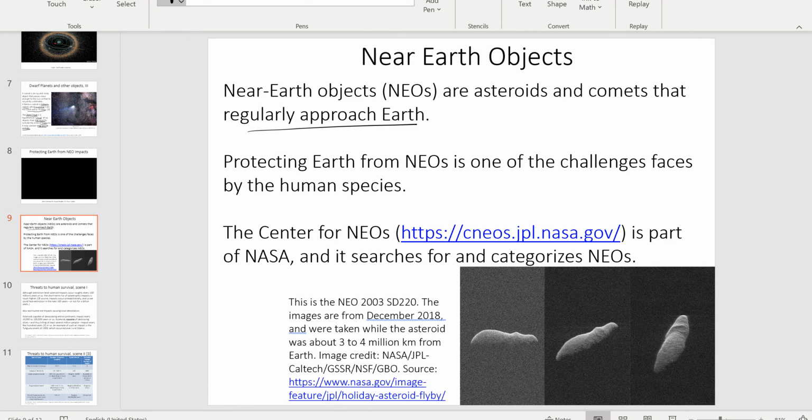There's a center for NEOs at NASA, and the goal of the center is to search and categorize NEOs so that we can determine any threats that are out there, any asteroids that might hit Earth in the future. This is one particular NEO here, this picture. This is an asteroid that was about 3 to 4 million kilometers from Earth when these pictures were taken.